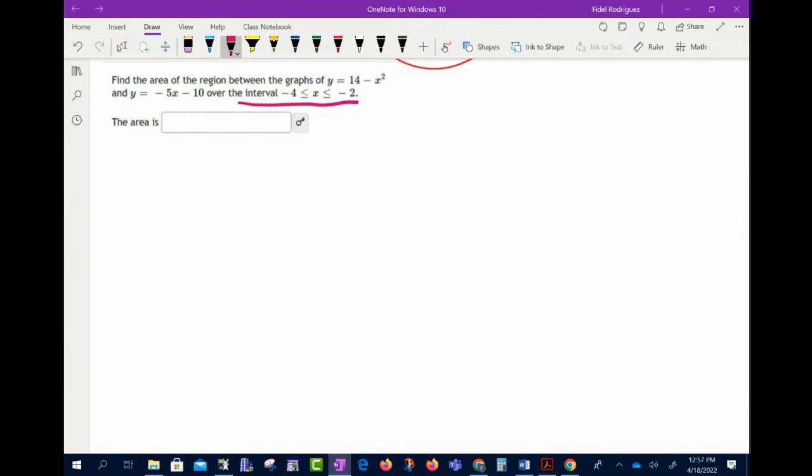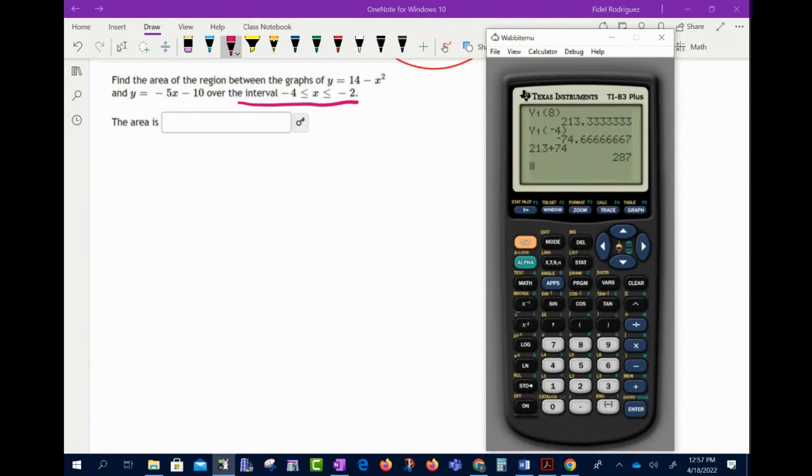So first thing I'm going to do here, y'all, I'm going to come back to my calculator. Let me go back to my y equals. Let me clear this out. Let me type in 14 minus x squared. And what's the other one? Negative 5x, excuse me, minus 10. Okay, now let's take a look at the graph. Okay, there's that part, and there's that part there.